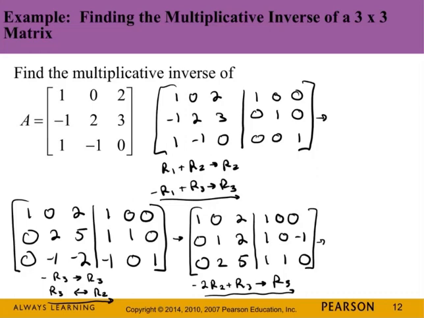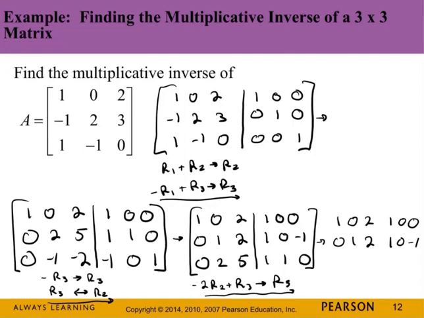Okay, so that means that row 1 stays the same: 1, 0, 2, 1, 0, 0. I probably should add another page. I don't know why I won't do it. I'm just being silly. Okay. Row 2 stays as is, so that's going to be 0, 1, 2, 1, 0, negative 1.